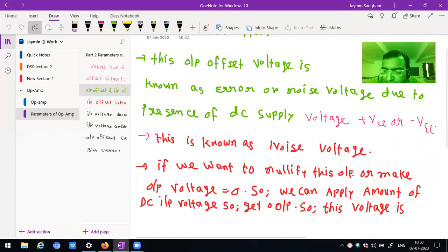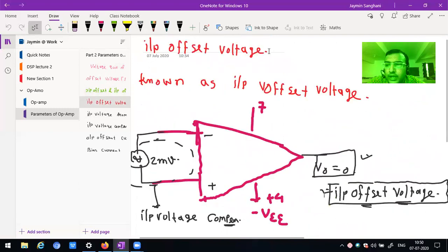If we want to nullify this output, or make the output voltage equal to 0, we can apply a DC input voltage in such a way that we get 0 output. This voltage is known as the input offset voltage. See this voltage that is applied as an input, it is known as the input offset voltage. See this figure very carefully. Here the output voltage is equal to 0. That's why it is known as the input offset voltage.